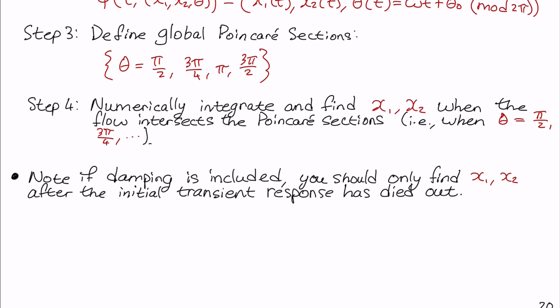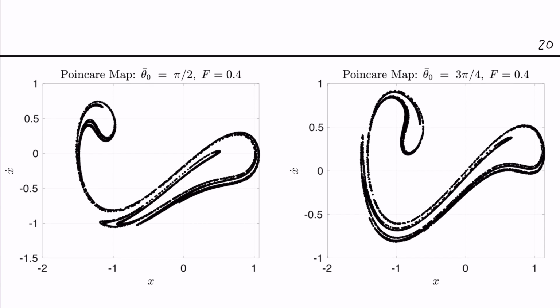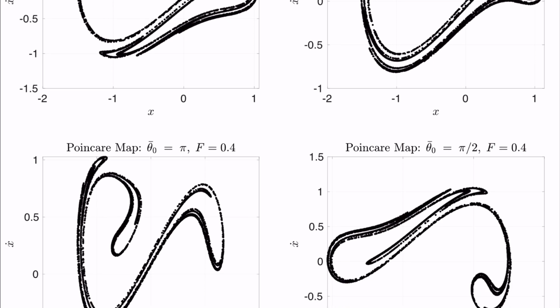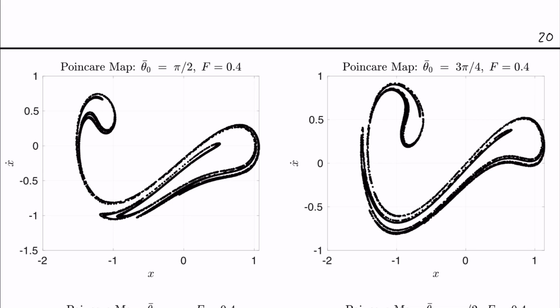after the initial transient response has died out. And so here are the Poincare maps that appear for pi over 2, 3 pi over 4, here's pi and pi over 2. And in this case, although it is chaotic and aperiodic, there are these attractors we call strange attractors that appear in the response.